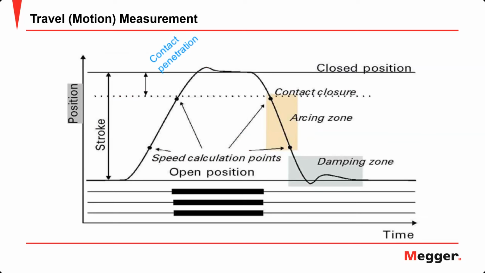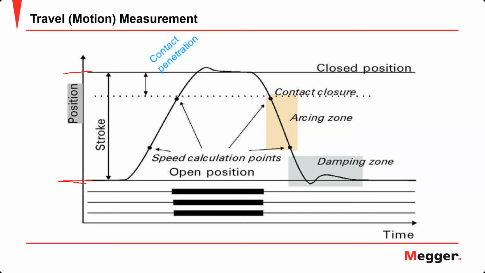This is an example of a travel or motion graph. Let me open it to explain this graph. So we have two states here. We have the open position here and the closed position here. This graph shows a close-open sequence.